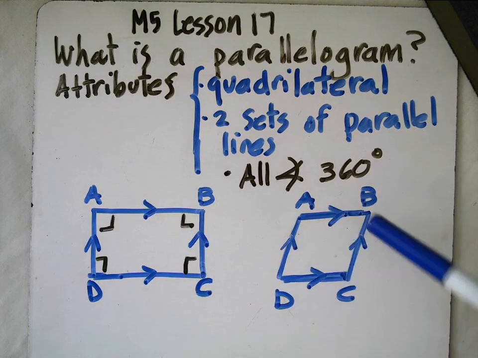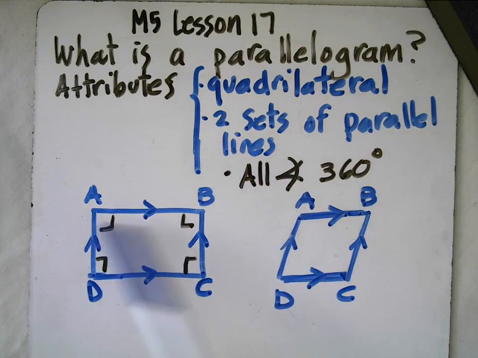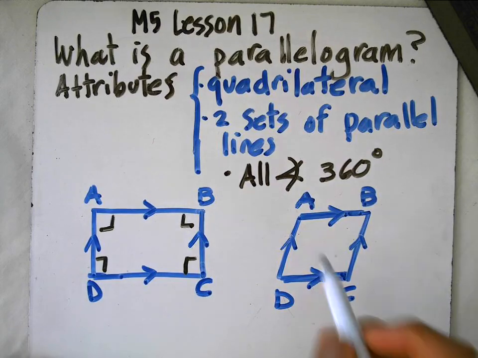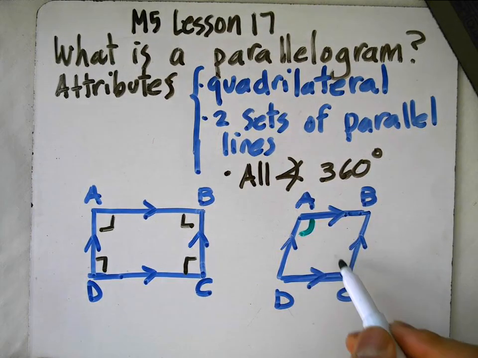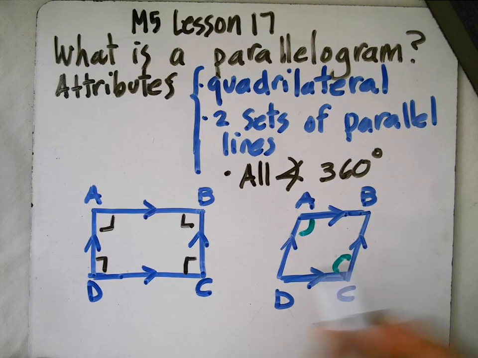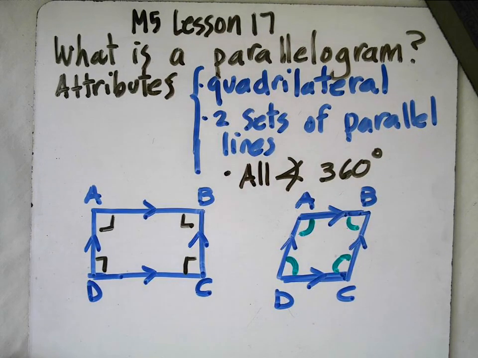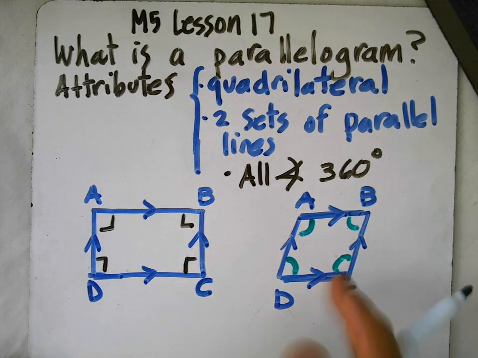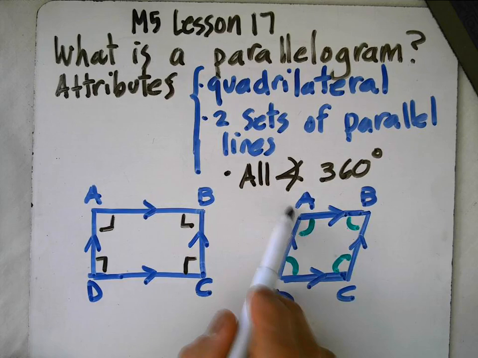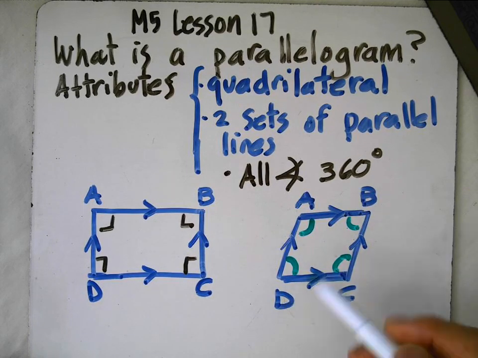However, they're parallelograms because they have four sides, they have two sets of parallel lines each, and all the angles equal 360 degrees. Now, here the angles we have are obtuse. These opposite angles have the same value. I think I said that incorrectly. A and C have similar angles, and B and D have similar angles.